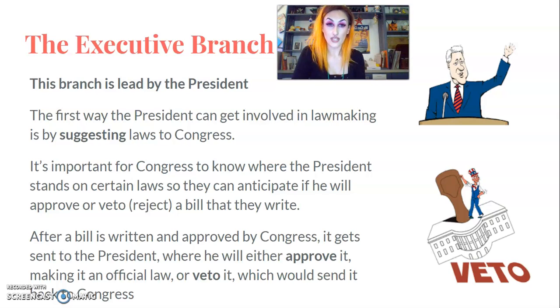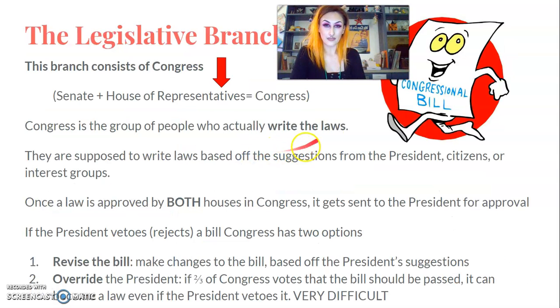And then Congress is going to write some laws, right? Maybe based off the president's suggestions, maybe not. But either way, it's good for them to know where the president stands so they can anticipate whether the president will sign or veto the laws that they write. And once they have it all written and approved, they're going to send it to the president, where the president can approve it, which would make it an official law, or can veto it, which means that it gets sent back to Congress. I'm going to tell you a little bit more about that here in our next slide.